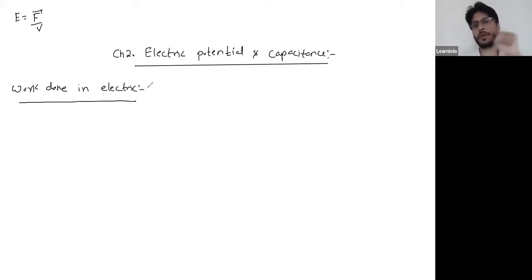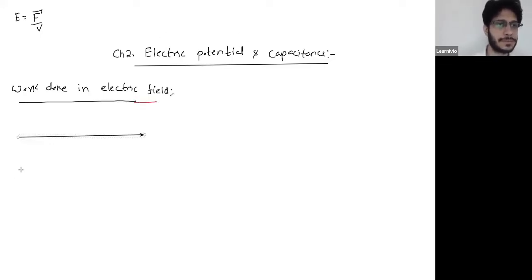The whole chapter will revolve around work done, the way chapter 1 revolves around force, electric force. So to calculate work done in electric field, let's consider straight field lines. These are field lines. So this is the electric field.